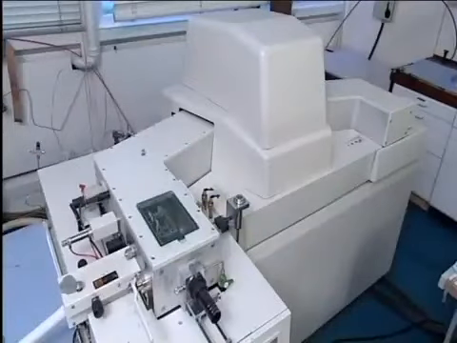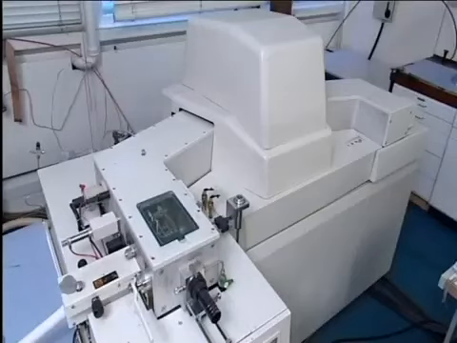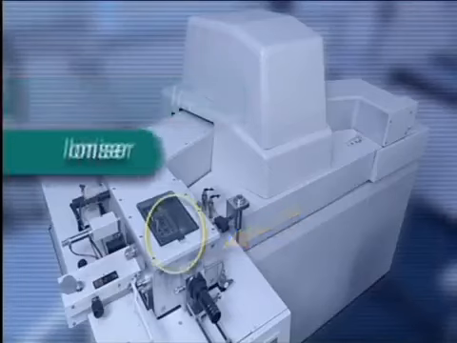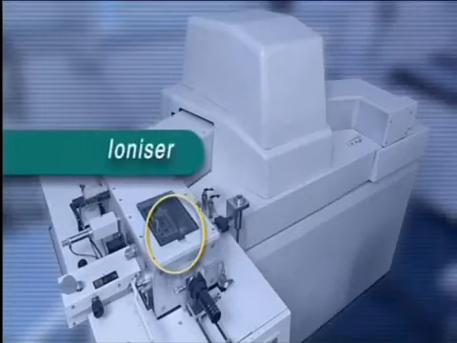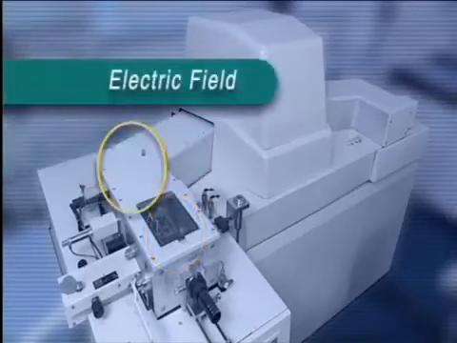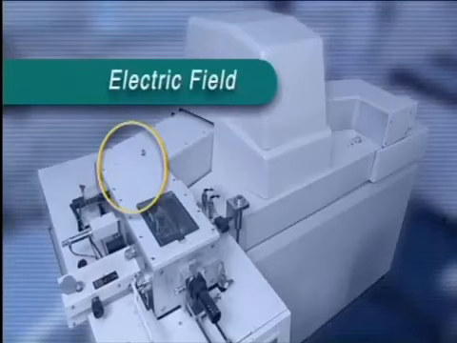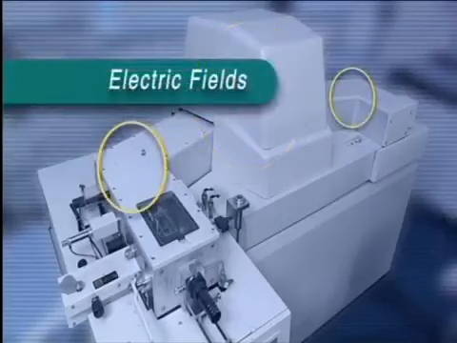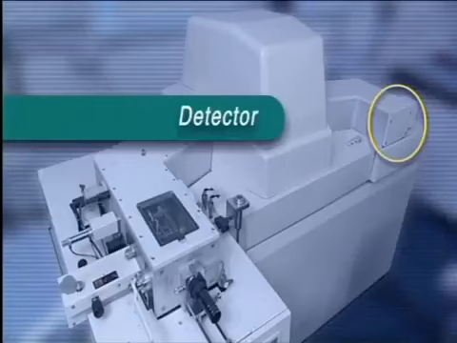This instrument is called a magnetic sector instrument. The sample is introduced here, and the positive ions are formed here by bombardment of the sample with a beam of electrons. The ions are then accelerated by an electric field and then deflected in a curve by a further electric field. They then bend through a magnetic field and are further deflected by another electric field here. The ions then enter a detector here. By varying the electric and magnetic fields, ions of different mass can be made to enter the detector.